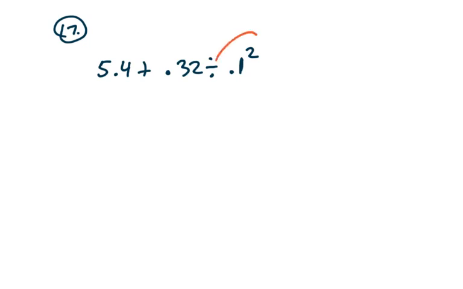So 0.1 squared. Squaring means you're multiplying a number by itself. So you're doing 0.1 times 0.1. So keep in mind that what we do is we just multiply, which is 1 times 1 is 1. And because this moves the decimal place over 1, and this moves the decimal place over 1, we need to move 2 from here. So 1, 2. So this is going to be 0.01.